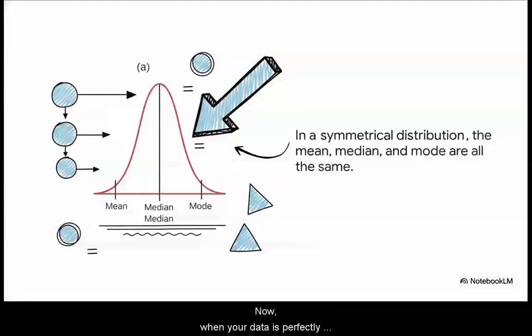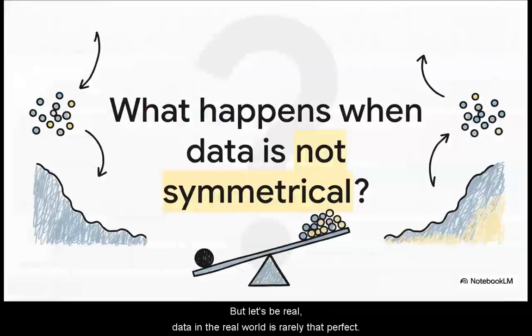Now, when your data is perfectly symmetrical, when it makes that classic bell curve shape, it's a three-way tie. The mean, the median, and the mode, they all end up in pretty much the exact same spot, right in the center. In a perfect world like this, any one of them does a great job of telling you what's typical. But let's be real, data in the real world is rarely that perfect.